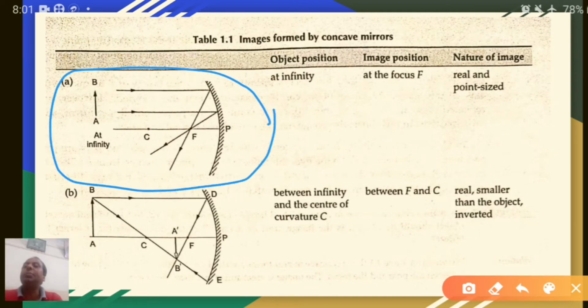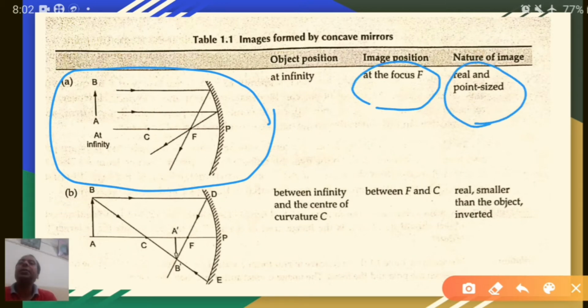The object is at infinity, and practically it has been observed that the incident rays coming from the object at infinity are always parallel to the principal axis. This thing you have seen in the previous video when we explained the rules for image formation. So any incident ray parallel to the principal axis will pass through the focus. In this way the image is formed at focus, real and point sized.